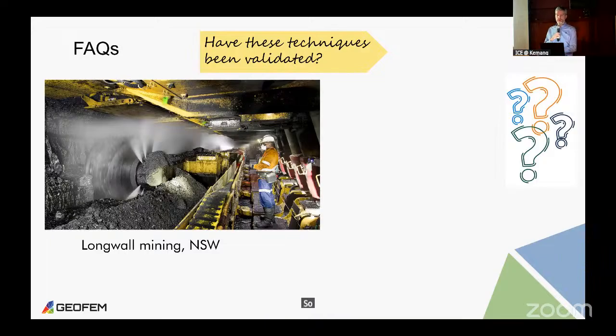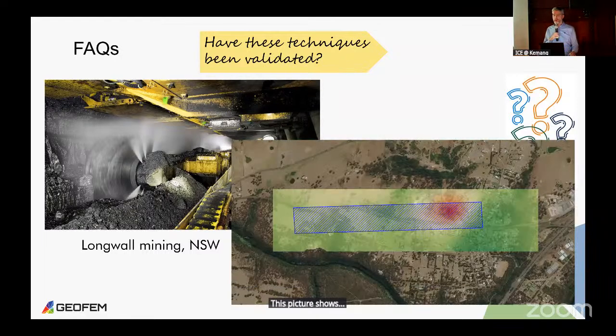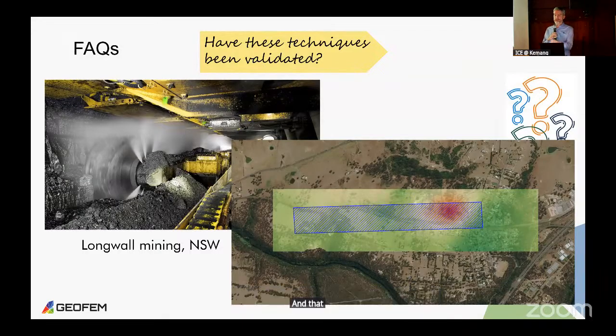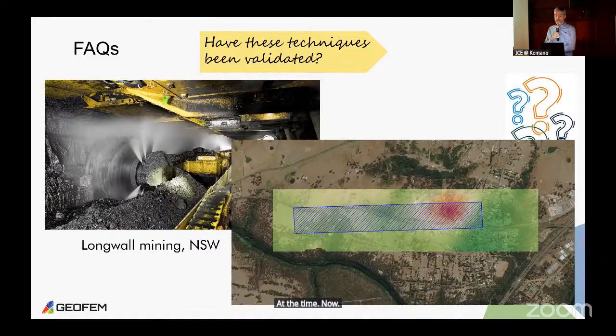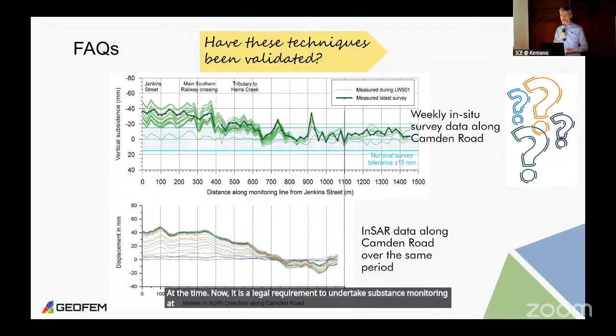So in this example of monitoring long-wall mining subsidence in New South Wales, Australia, this picture shows a heat map, if you like, or a contour plot of subsidence that was detected by satellite. And that coincides with the blue hatching, indicating areas where long-wall mining was being undertaken at the time. Now, it is a legal requirement to undertake subsidence monitoring at long-wall mining operations in New South Wales.